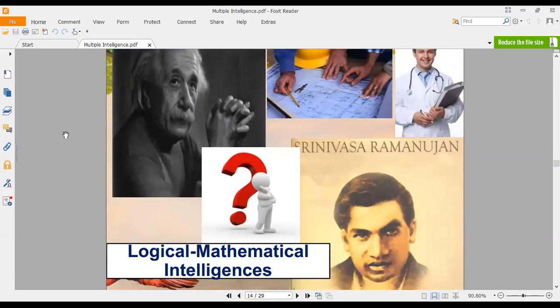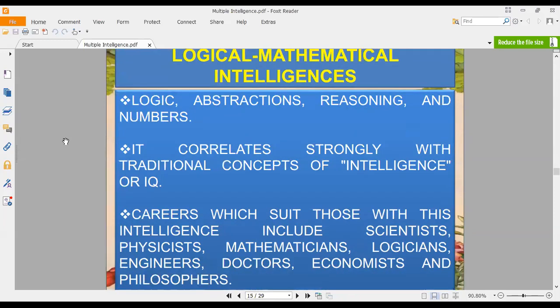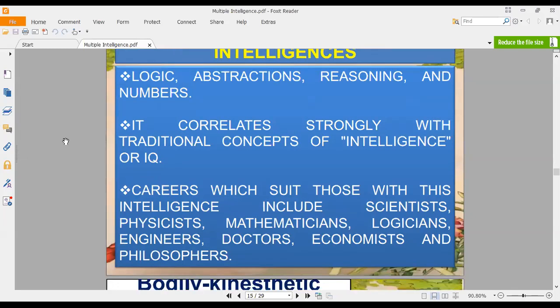And logical or mathematical intelligence, like scientists mostly. That means reasoning, like giving proper reasons and arguments, and relating things to the real world. Those people are called what? Scientists, mathematicians, engineers, doctors, philosophers, because they are always reasoning and proving.